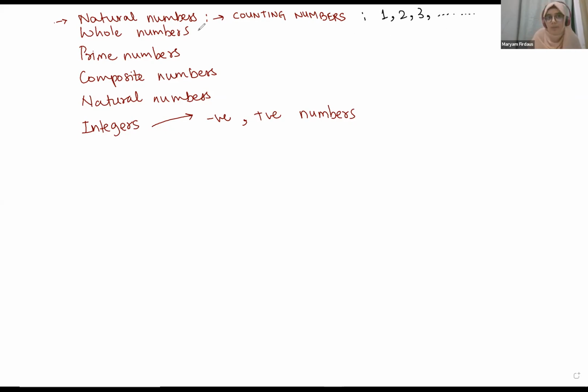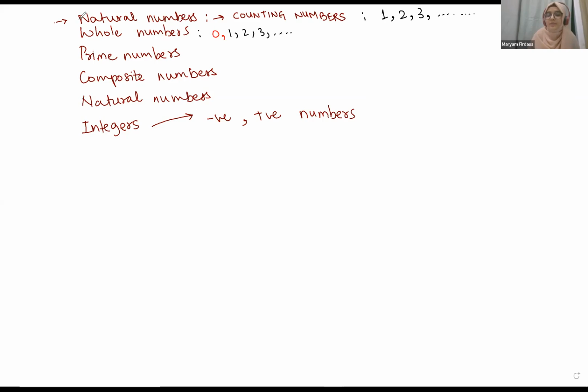Whole numbers are basically natural numbers plus 0. So you have the 1, 2, 3 and everything. You have this, and you also have one more additional number in this, and that is 0, right? So natural numbers and whole numbers are a little bit different, and the difference is where? 0. Yeah, that's it, 0.